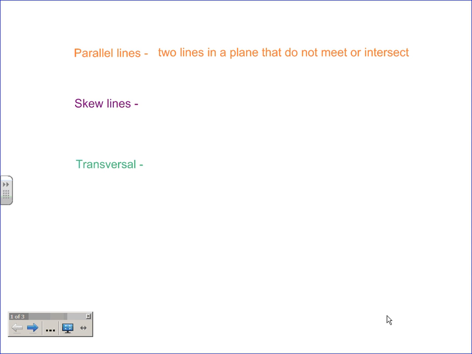Skew lines are also lines that are never going to hit, but different planes is really what we're talking about. Let's see how much fun I can have finding this one. Two lines not on the same plane that do not intersect.